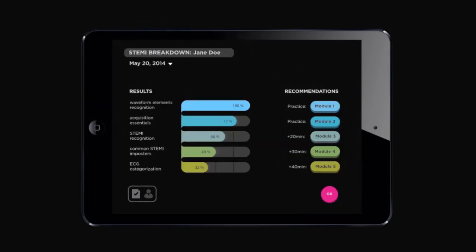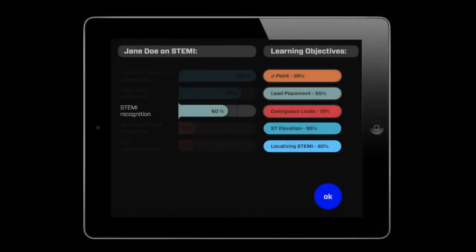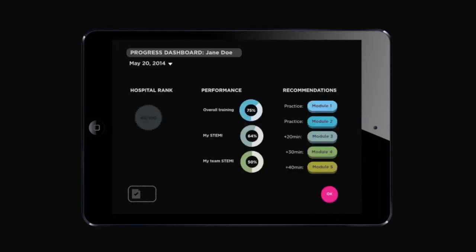For the individual, results are first grouped into the 5 levels with scores for each level. Then the participant can drill down and get more specific results organized by the learning objective. As other topics beyond STEMI are released, participants can get results from those various topics all on one screen.